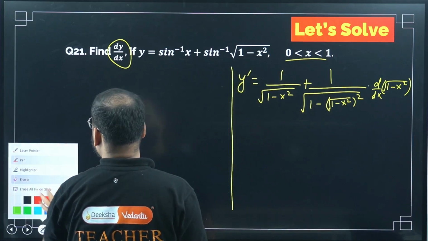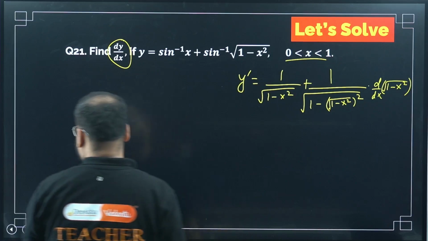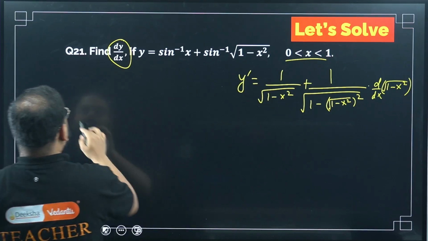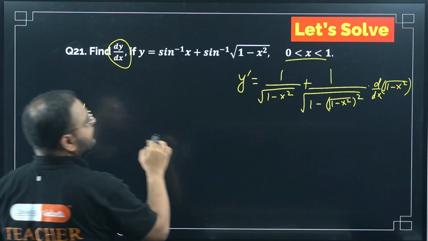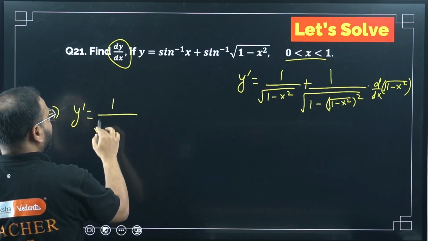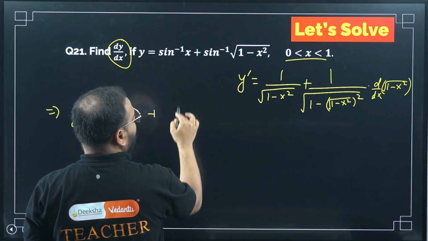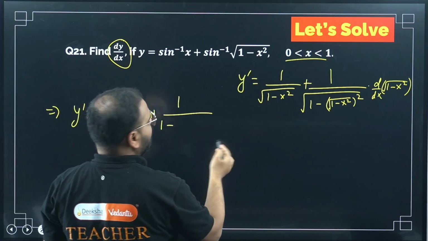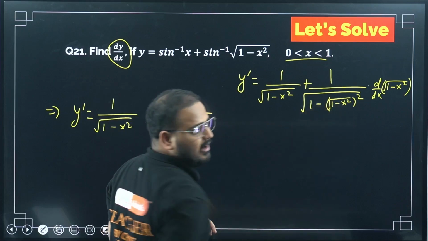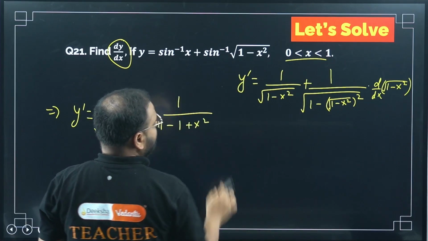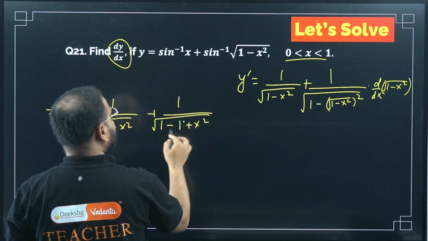I'll require a little more space, so I'm going to start from here. Next, my y dash will look like what? 1 upon 1 minus x square, and this will be what? Tell me. 1 upon simply 1 minus, what is it? Square and root will cancel the effect. So 1 minus 1 and plus x square. This thing is under root, right? So this and this will go out.